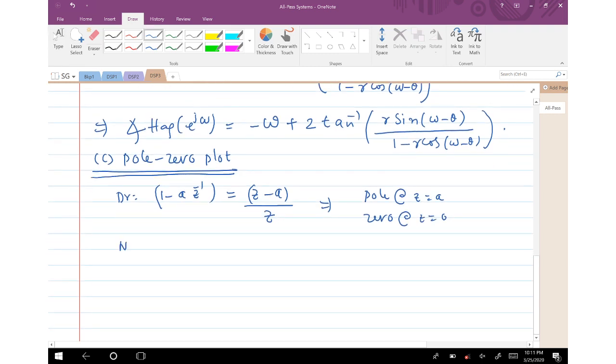Now let's take a look into the numerator part. What's the numerator? G minus a conjugate, correct? So I could write it as minus a conjugate by z, right? Let me take that out. Then this would be z minus 1 by a conjugate, correct? So this is again in the numerator.